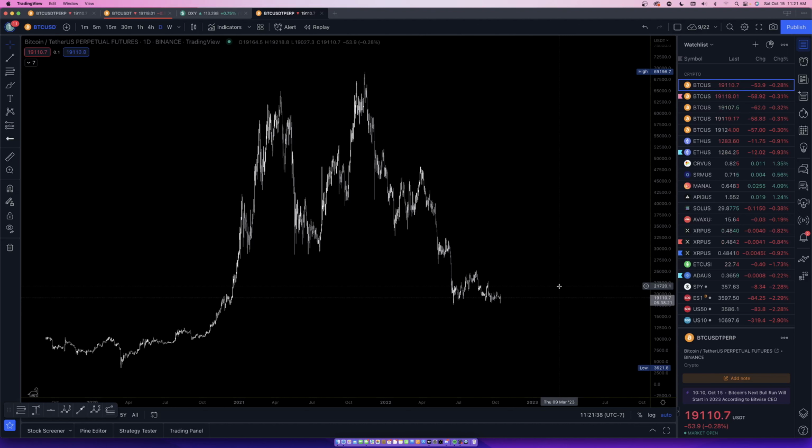So I'm going to show you how to read divergences, whether it be bearish and bullish. I'm going to explain what the RSI is and how it works. And then I'm going to show you the custom RSI indicator that I use. So let's get right into it.